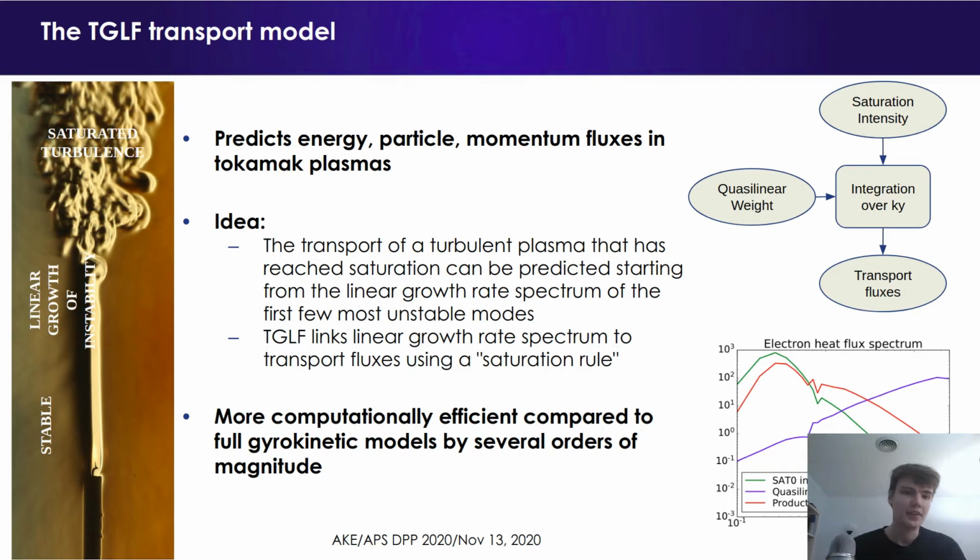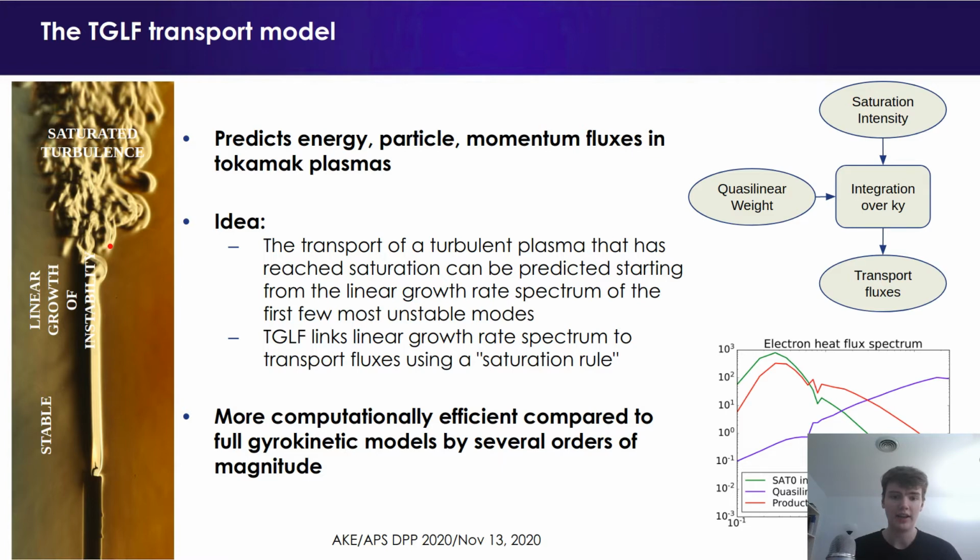So let's talk about the TGLF transport model. Basically, it's predicting energy, particle, and momentum fluxes in the tokamak plasma. And the idea behind this, and you can see this is given by the image that we have to the left, is that the transport of a turbulent plasma that has reached saturation is going to be able to be predicted starting from the linear growth rate spectrum of the first few most unstable cases.